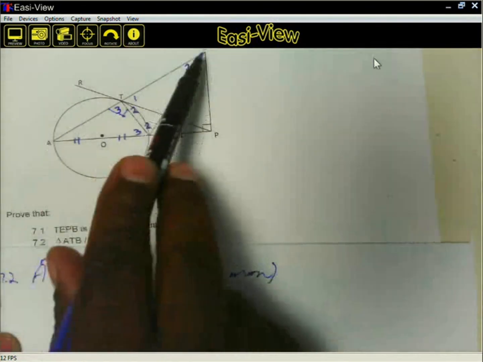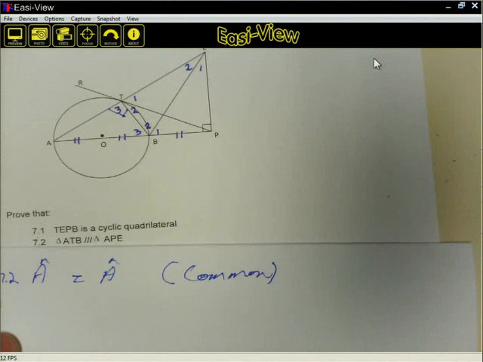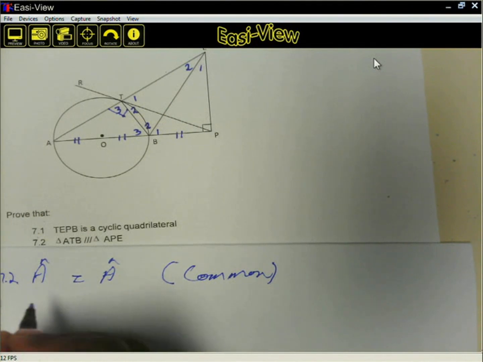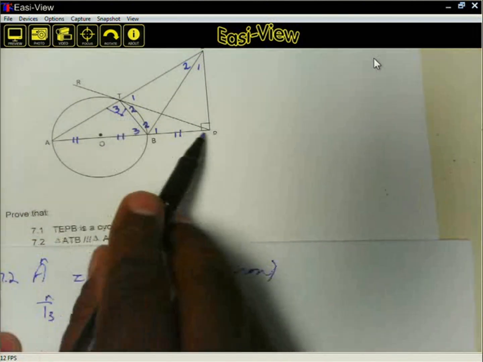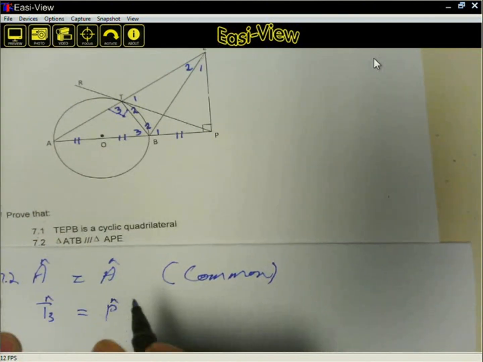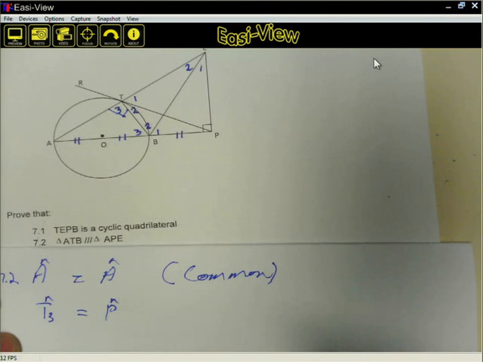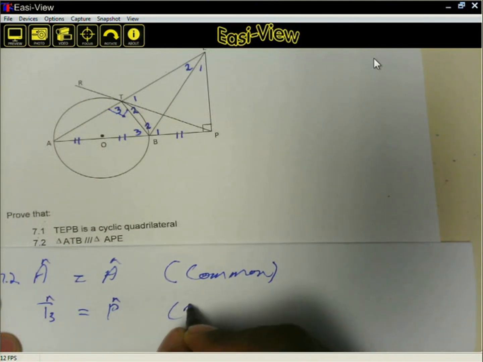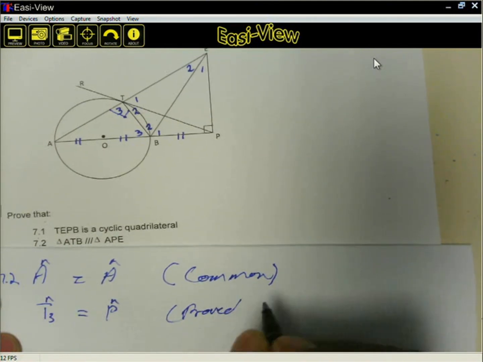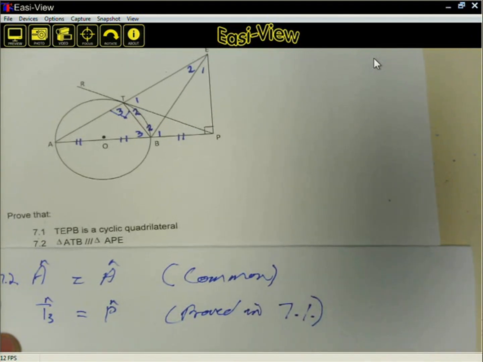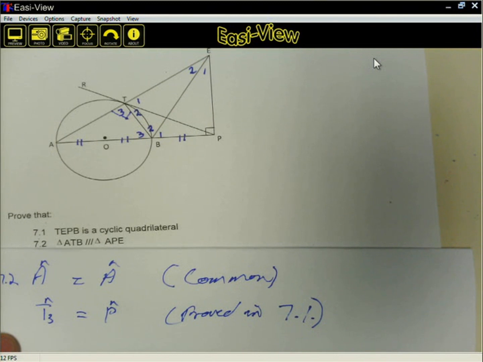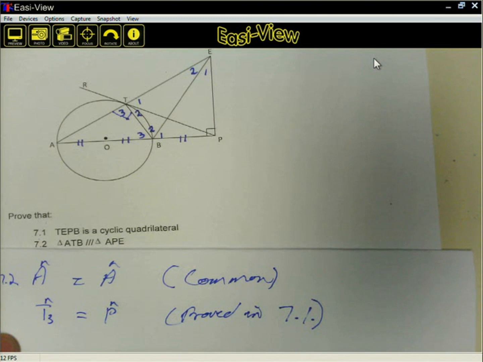ATB, AEP. So A is in both triangles. Angle T3 is equal to P. We have proved in number 1, or you can say proved in 7.1. Remember 7.1, we proved that T3 is equal to P. That's why we concluded that TEPB is a cyclic quad.